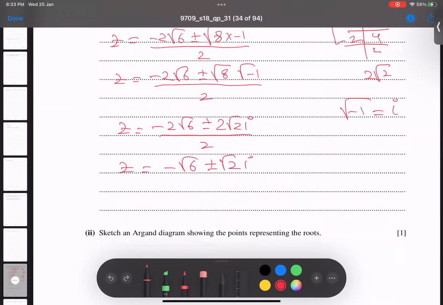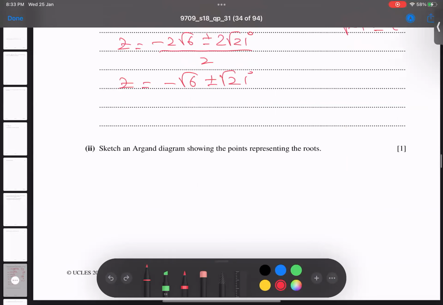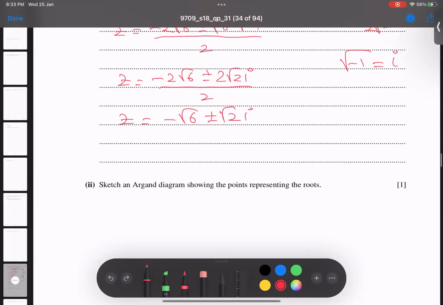The next part is asking us to sketch an Argand diagram showing the points representing the roots. These are called the 2 roots. So we have to show them in an Argand diagram. Sketching means a rough idea. So what is the technique to do this kind of question?